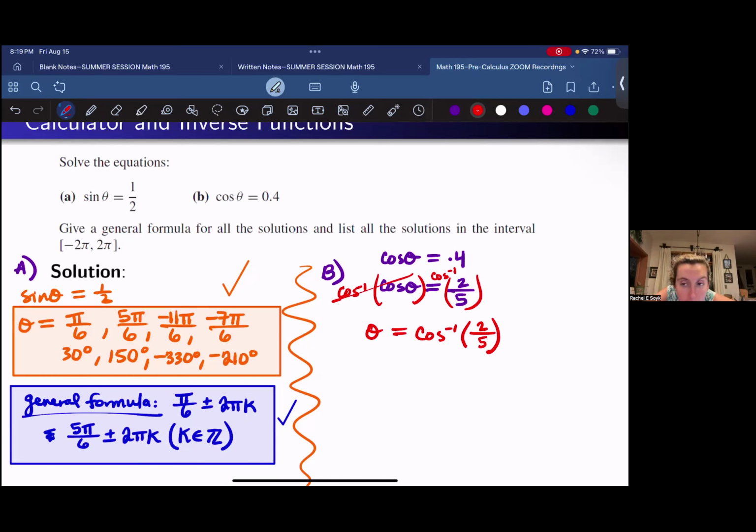So when we calculate this out, I'm going to keep it in terms of degrees, just for simplicity purposes. I think when it's in radians and it's in decimal format, it might be a little confusing for some students. And so once we plug this into our calculator, we end up getting 66.42 degrees.